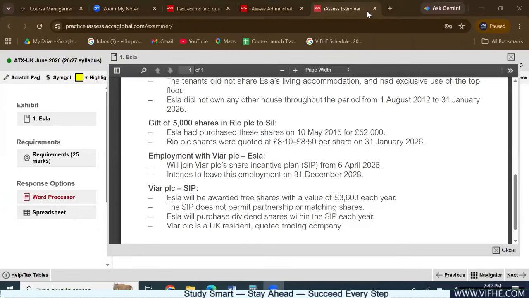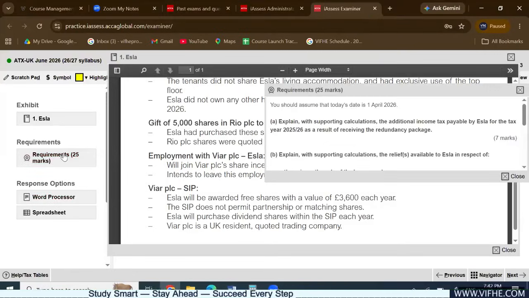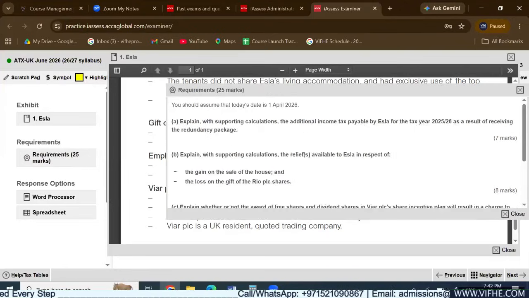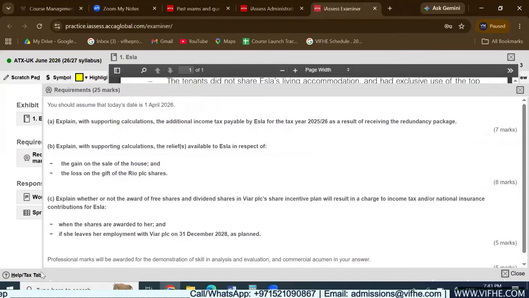I believe that you must have gone through the entire question. Now, let's have a look at the requirement. It says that you should assume that today's date is 1st April 26 and explain with supporting calculations the additional income tax payable by Esla for the tax year 25-26 as a result of receiving the redundancy package.